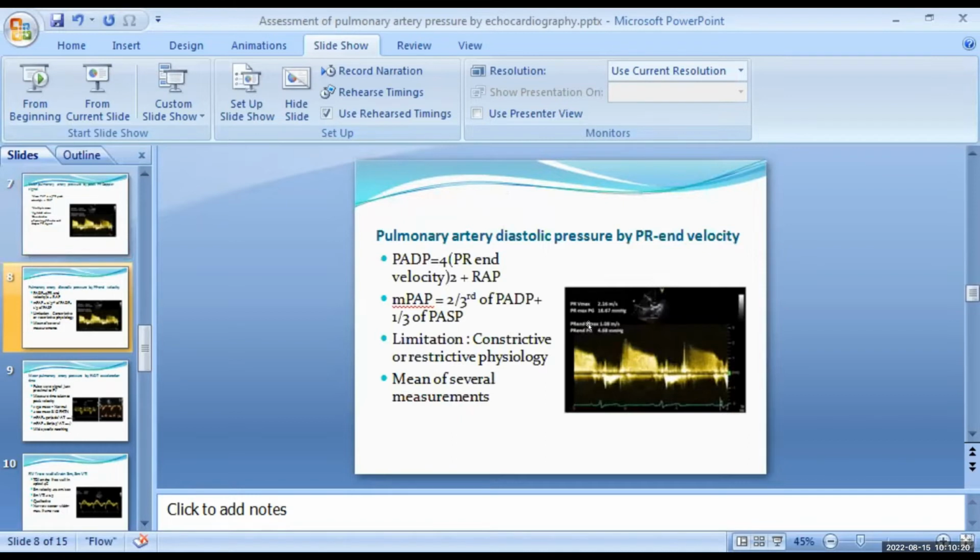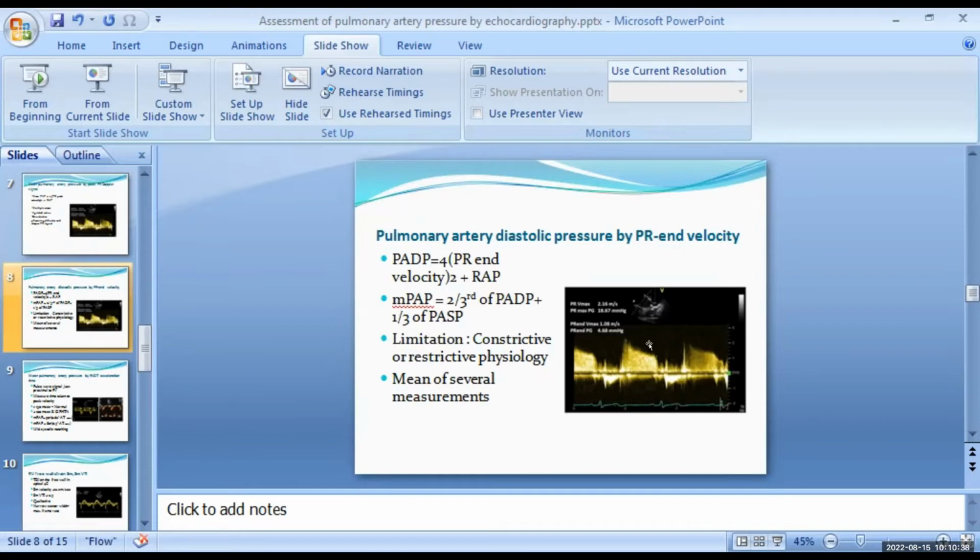Now, the pulmonary artery diastolic pressure can be calculated from the pulmonary artery diastolic velocity. We have to measure this diastolic velocity multiplied by 4 plus we have to add right atrial pressure.